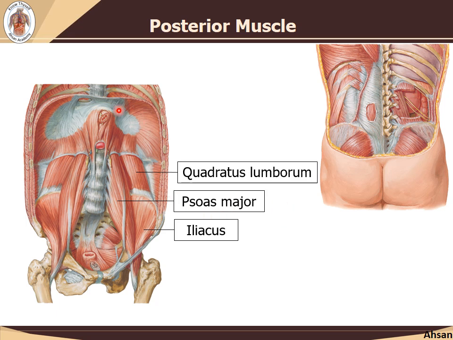You see, this one is the diaphragm, and below this one is the pelvic diaphragm. You can see this is the quadratus lumborum, split here. After removal, you can see from the posterior part, this is the psoas major muscle.